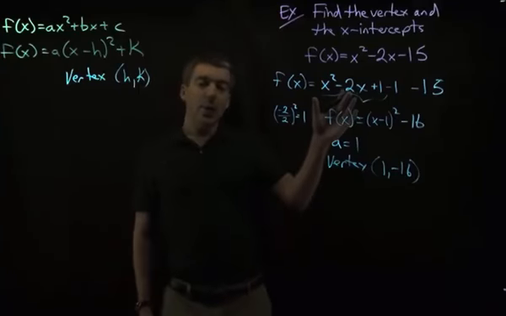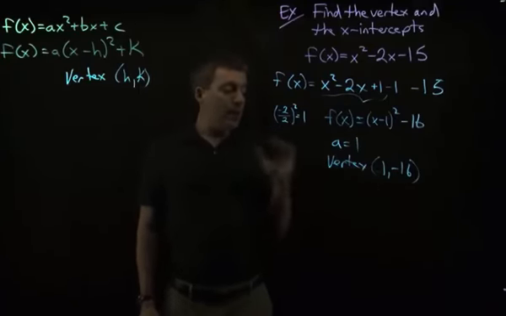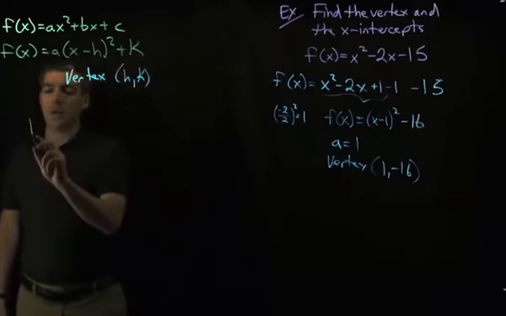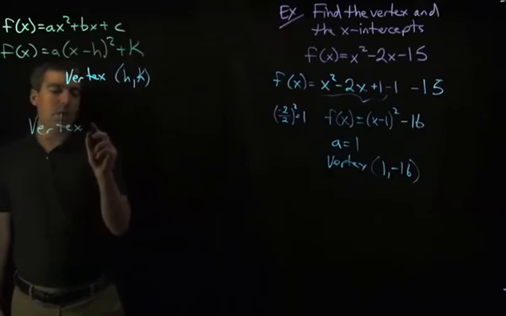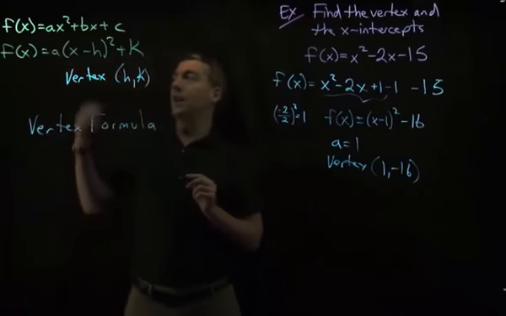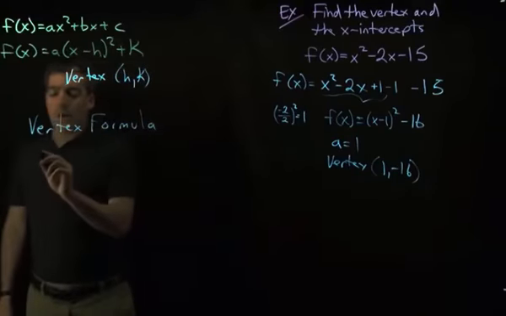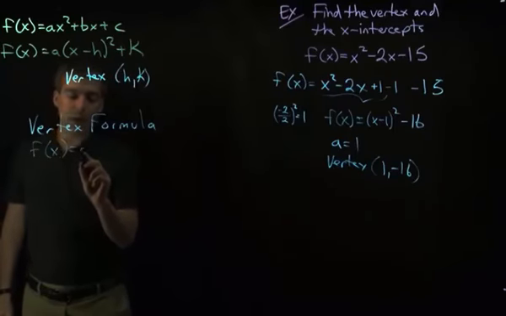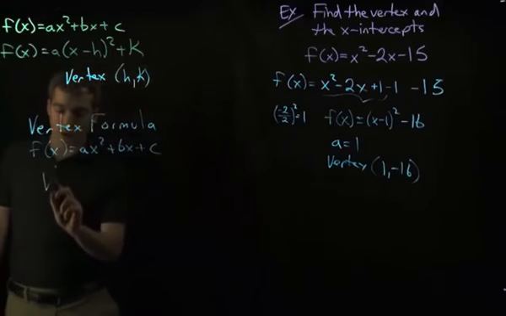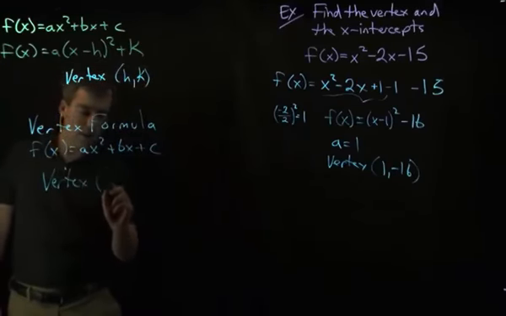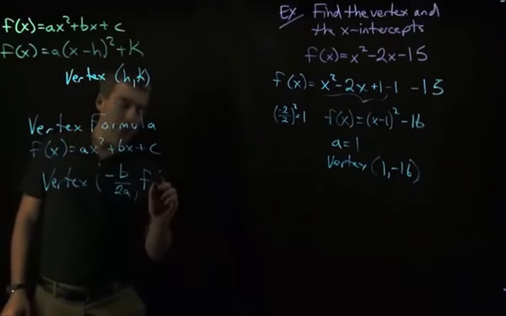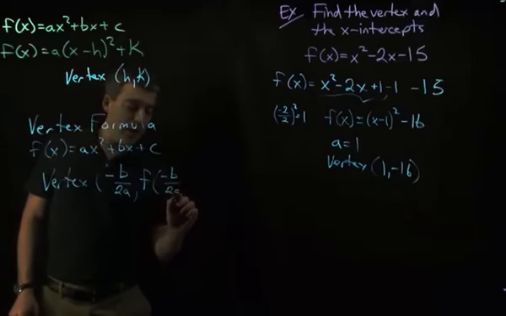Okay, completing the square is one way. There's another way we can find the vertex directly from the standard form, and that's using the vertex formula. The vertex formula says that the vertex for a quadratic function in this form is at the point negative b over 2a, comma, and then it would be the function evaluated at negative b over 2a.